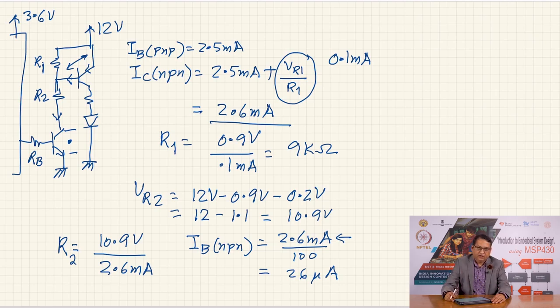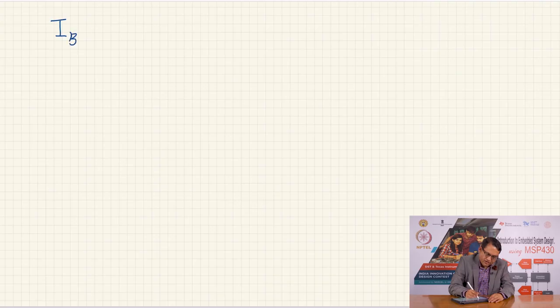and I again make it 5 times. Therefore, the actual IB I want to push through the NPN transistor will be 5 times this. So, let me approximate this to be about 100 microamperes. So, it is closer to 4 times than 5 times, just for ease of calculations. So, my IB through the NPN transistor is equal to 100 microampere.